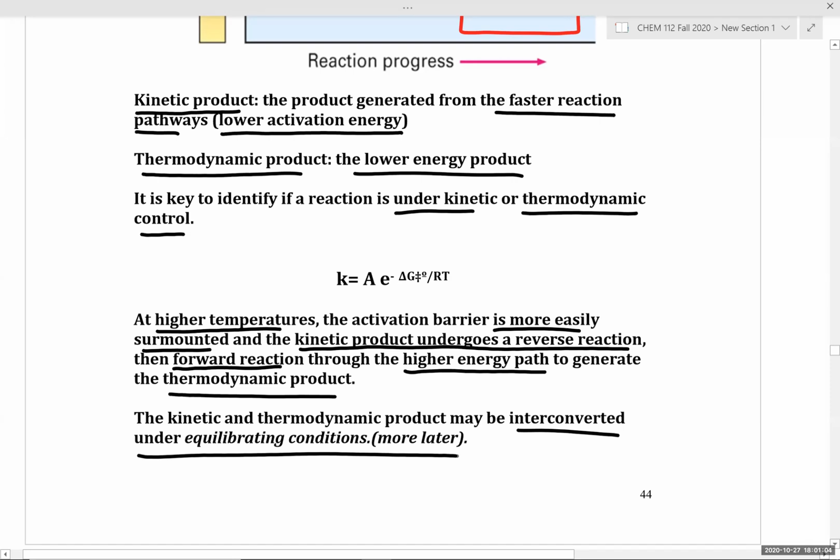So at high enough temperatures and under the correct reaction conditions, you can actually convert your kinetic product into the thermodynamic product. Note, this is a relatively slow process, and you may still see a little bit of your kinetic product remaining. But the key thing I want you to keep in mind is at higher temperatures, this activation barrier is more easily surmounted. And as a result, you can see more reversibility and funneling towards the lower energy thermodynamic product. Does that idea make sense to everyone?